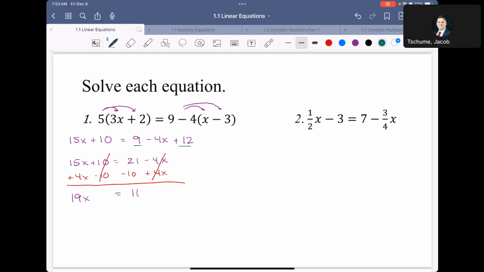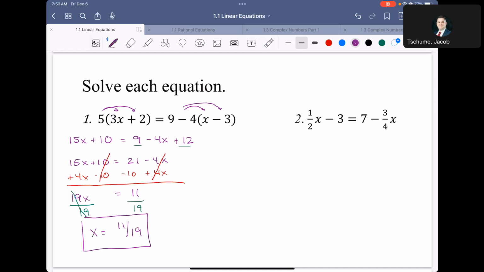Lastly, to get the x by itself, I notice that 19 and x are multiplied together. So the opposite of multiplication is division. So I'm going to divide both sides by 19. Those cancel, and you will be left with x equals, and the only thing you have to check here at the end is, does 11 over 19 simplify or not? And in this case, it does not. There's nothing in common. So your final answer is 11 over 19.